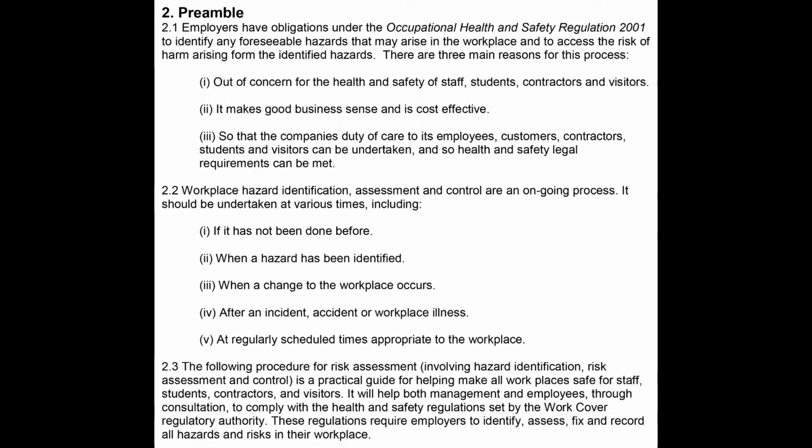The following procedure for risk management involving hazard identification, risk assessment, and control is a practical guide for helping make all workplaces safe for staff, students, contractors, and visitors. It will help both management and employees through consultation to comply with the health and safety regulations set by the WorkCover Regulatory Authority. These regulations require employers to identify, assess, fix, and record all hazards and risks in their workplace. The procedure will assist in 1, finding hazards in the workplace. 2, assessing the risks that may result because of the hazards. 3, deciding on control measures to prevent or minimize the levels of the risks. 4, fixing the problem using control measures. 5, monitoring and reviewing the effectiveness of the measures.